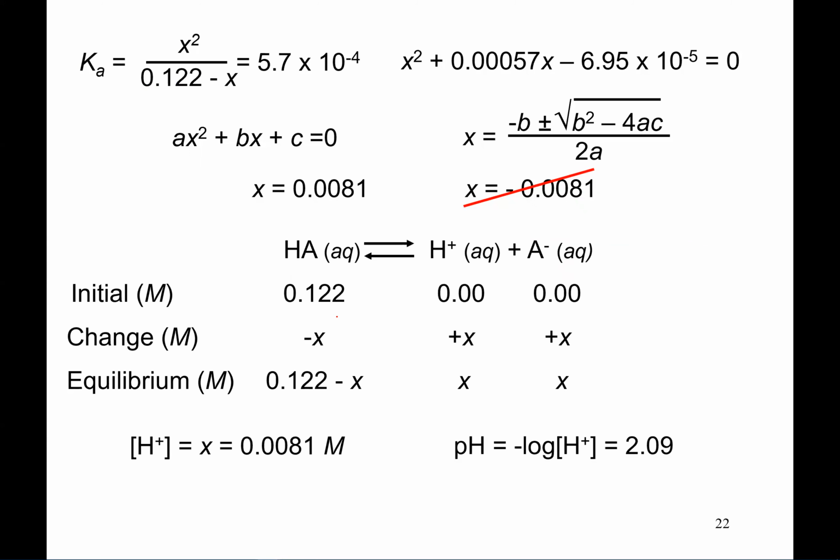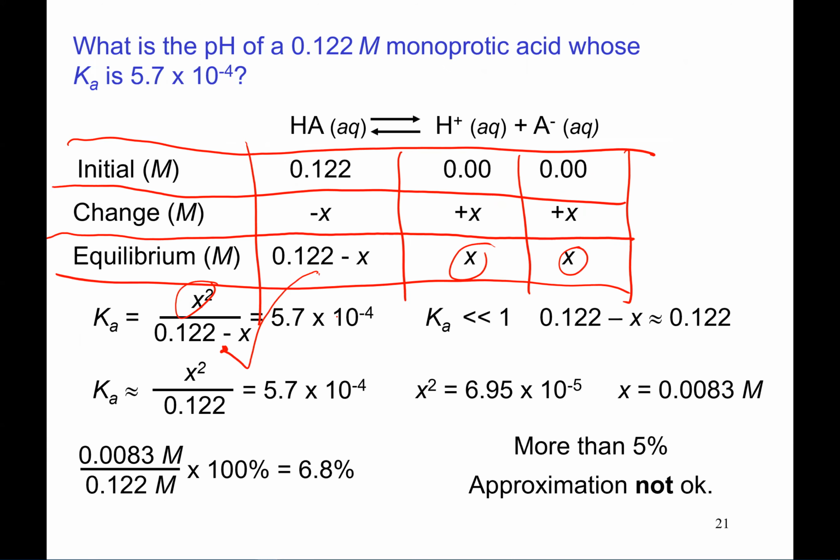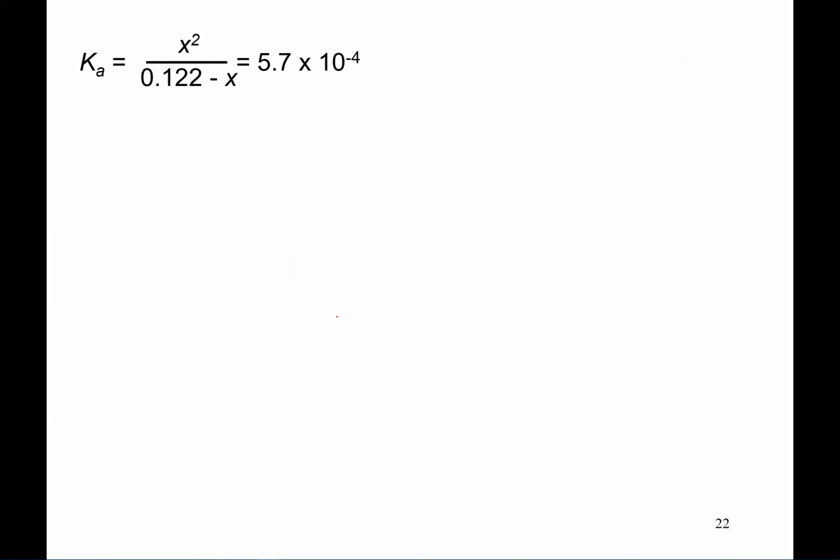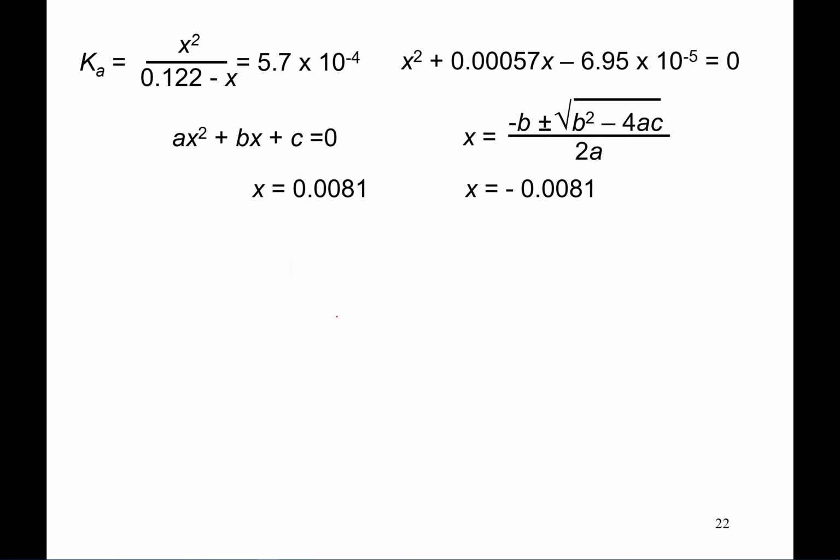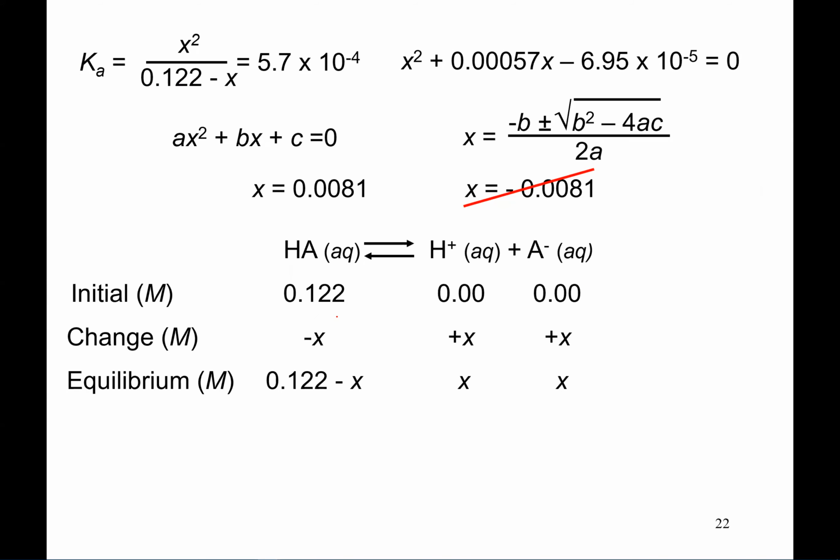So basically you have that, and it's compared to the other value, 0.0083. So the other value was 0.0083. So this is not accurate enough.